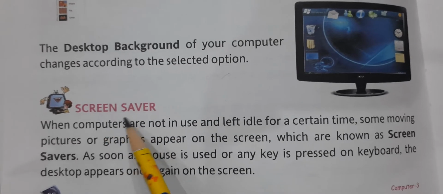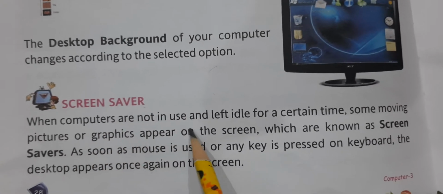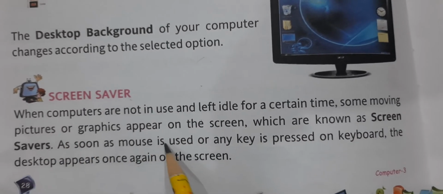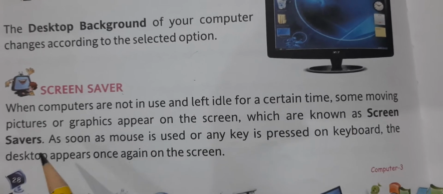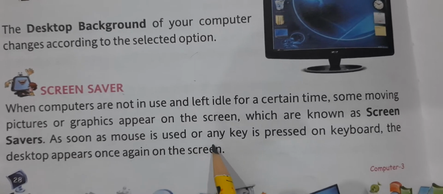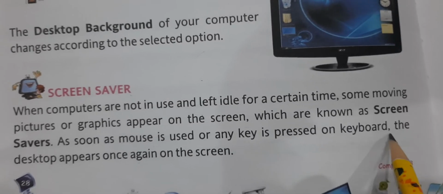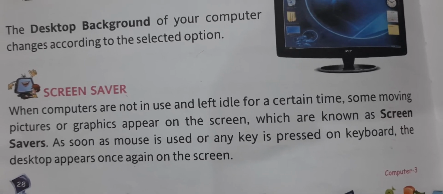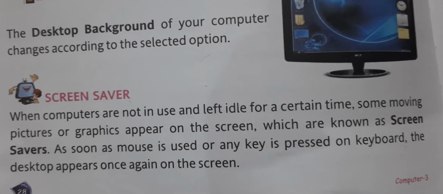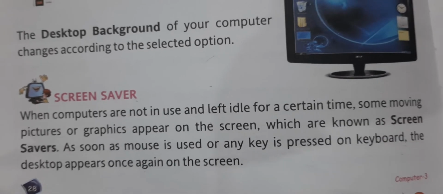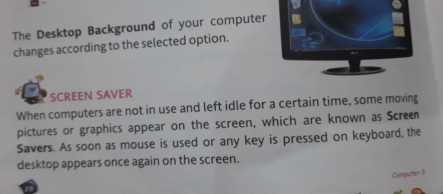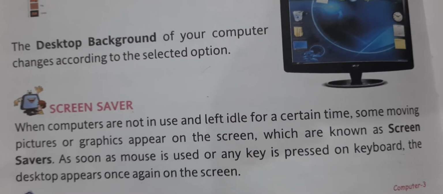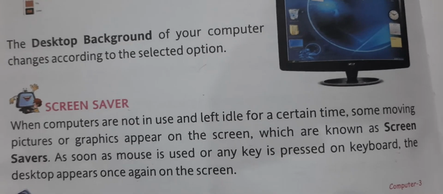Now we will study about the screensaver. When computers are not in use and left idle for a certain time, some moving pictures or graphics appear on the screen, which are known as screensavers. As soon as the mouse is used or any key is pressed on the keyboard, the desktop appears once again on the screen. Means when we are not working on the computer and it is left idle for some time, to save our work, so that others cannot see any work on the screen, we use this option of screensaver. It will start coming on the screen and our work will be hidden.